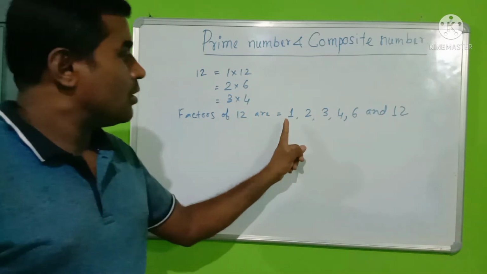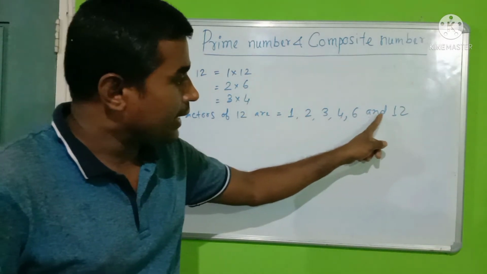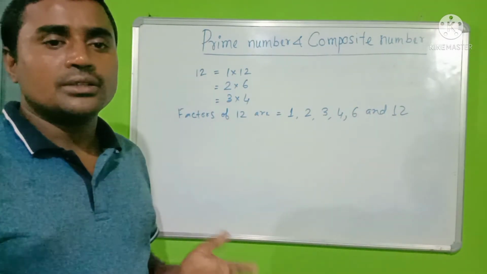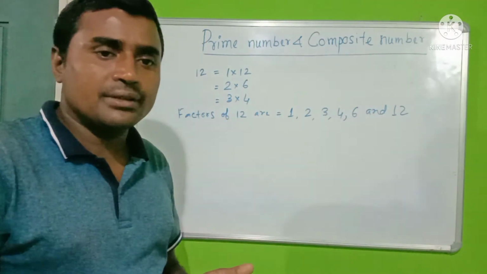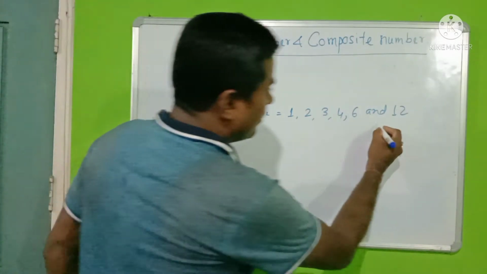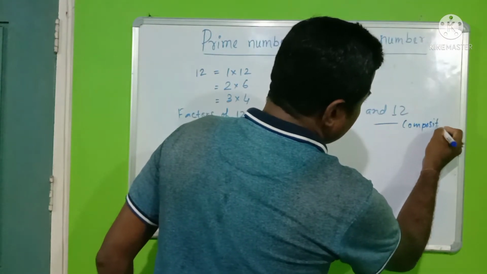12 has 1, 2, 3, 4, 5 and 6. There are 6 factors of 12. So 12 has 6 factors. That means 12 is a composite number. 12 is a composite number.